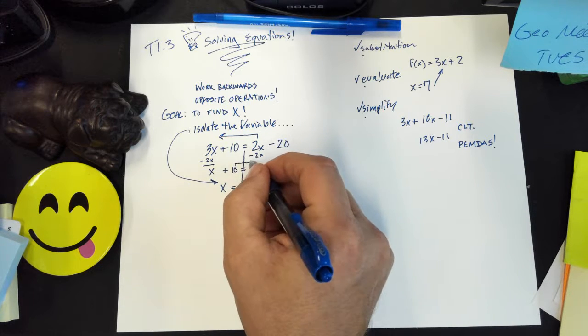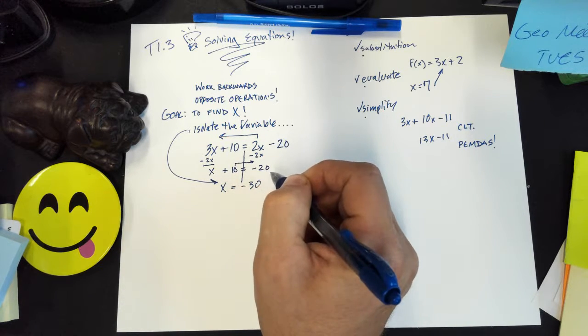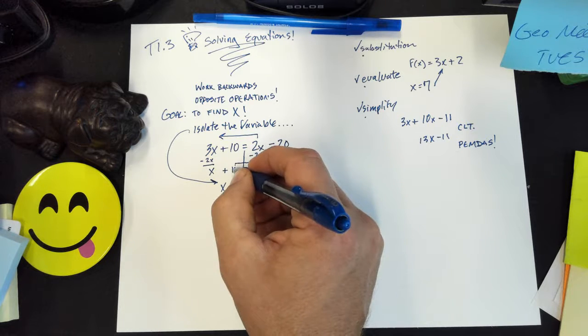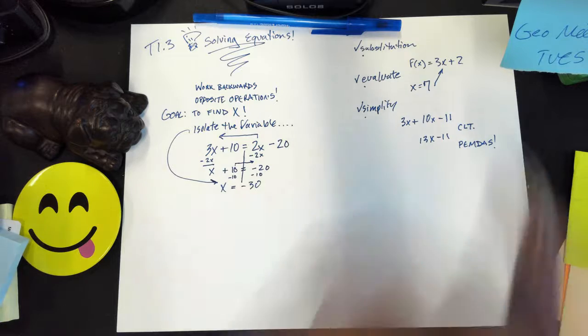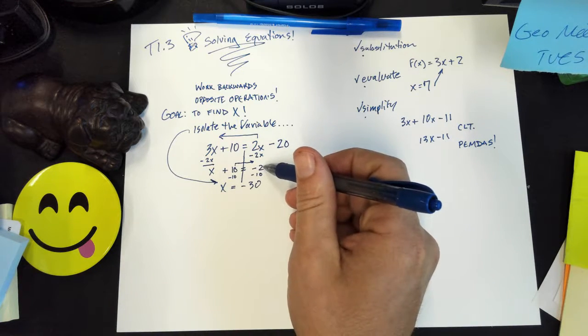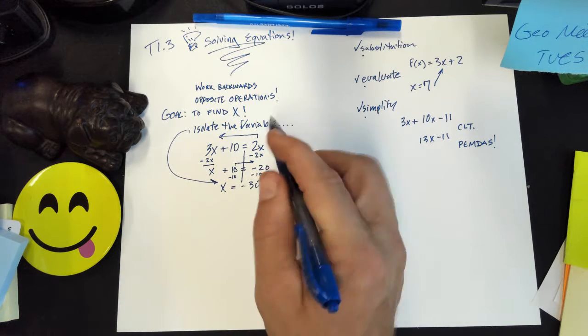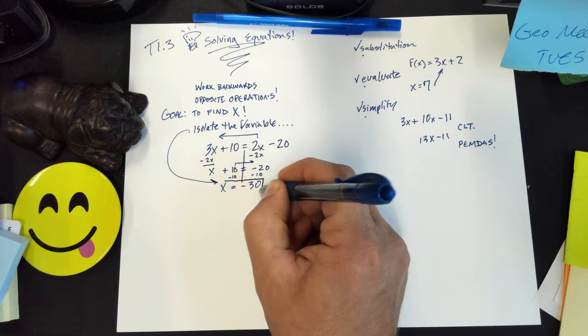Now to get the 10 combined with the plain negative 20, once again I'm going across the equal sign. So negative 10. And some people will make a mistake here. Negative 20 minus 10 more is negative 30. And I circle my final answer.